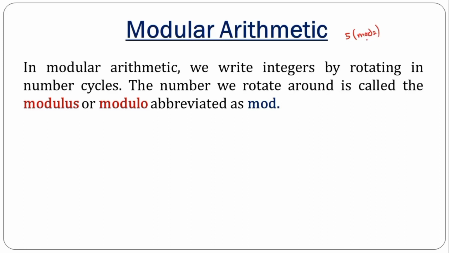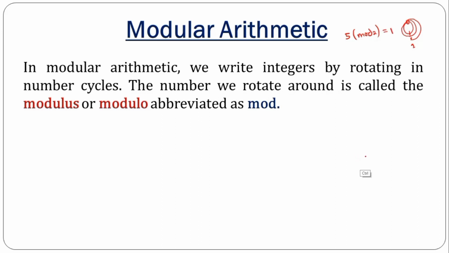What it means is that I'm going to be rotating 5 in twos, and whatever I have left will be my solution. So if I have 0 here and this is 1, I begin 1, 2, 3, 4, and then 5. So I ended at 1. Therefore, 5 mod 2 is equal to 1.